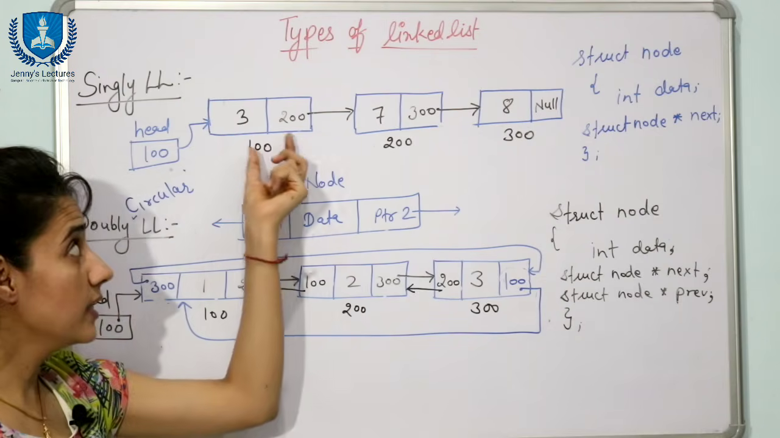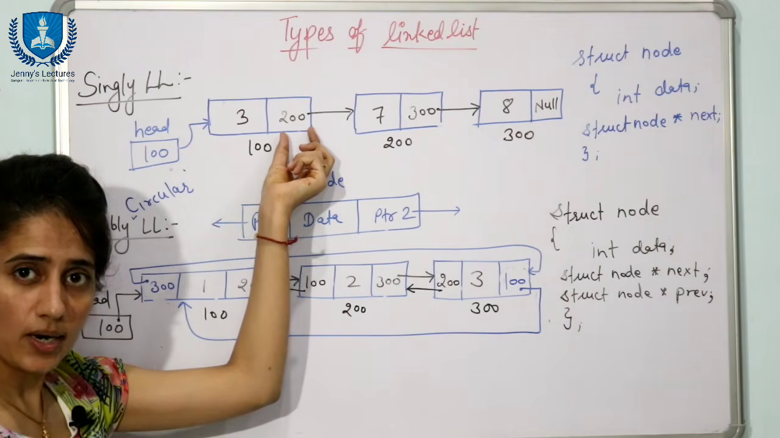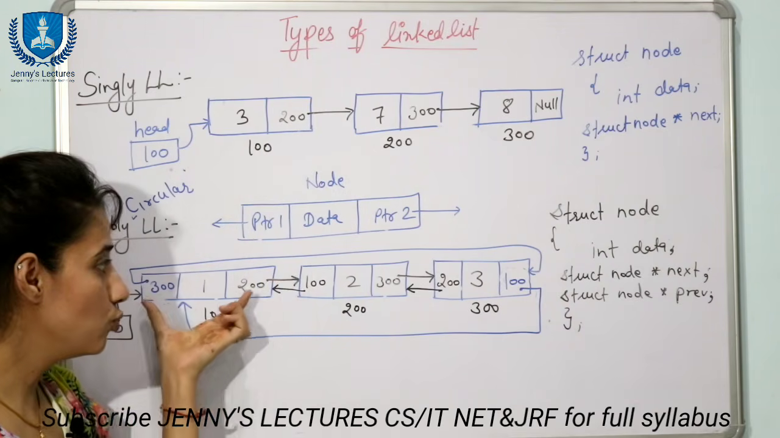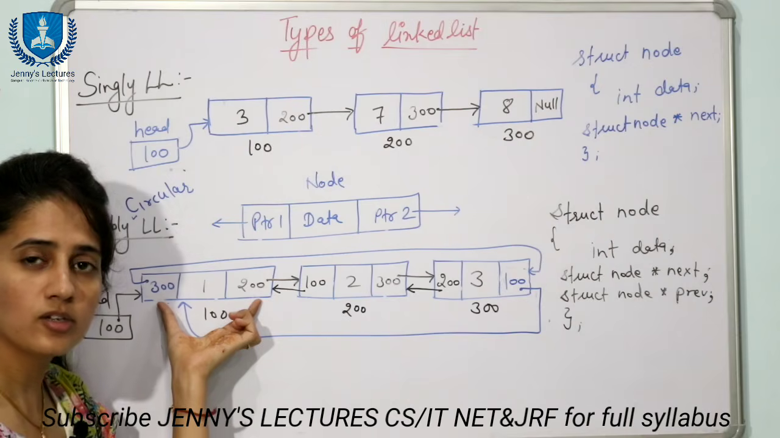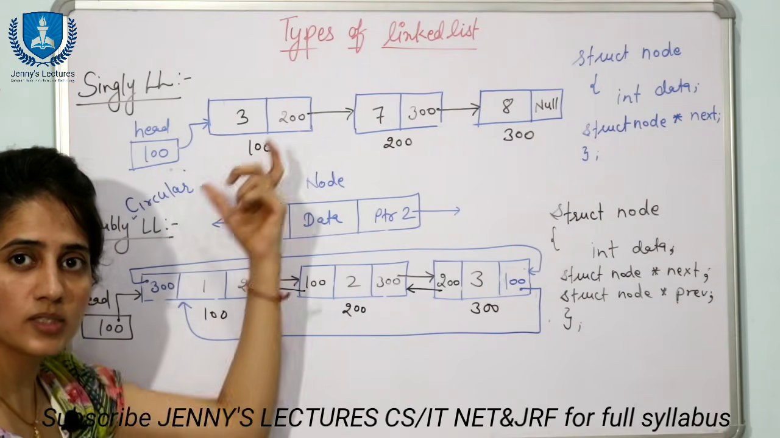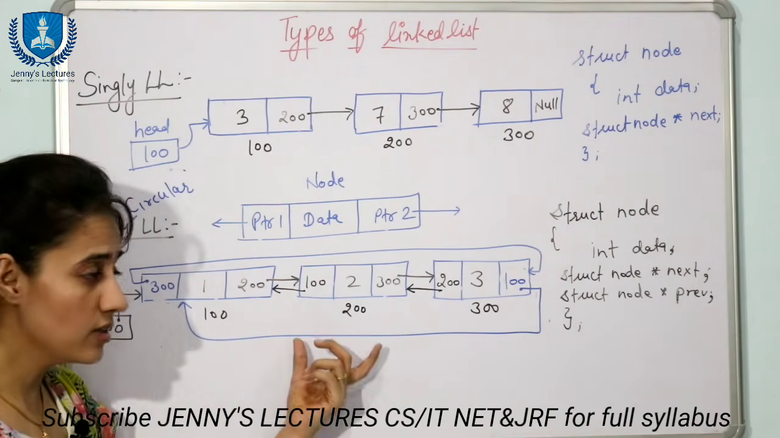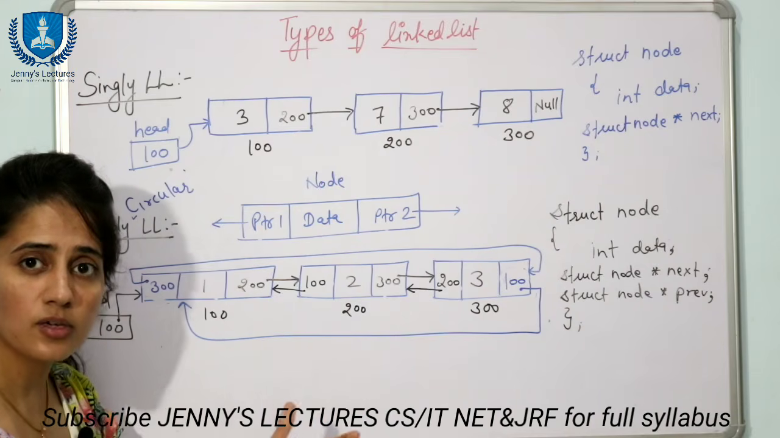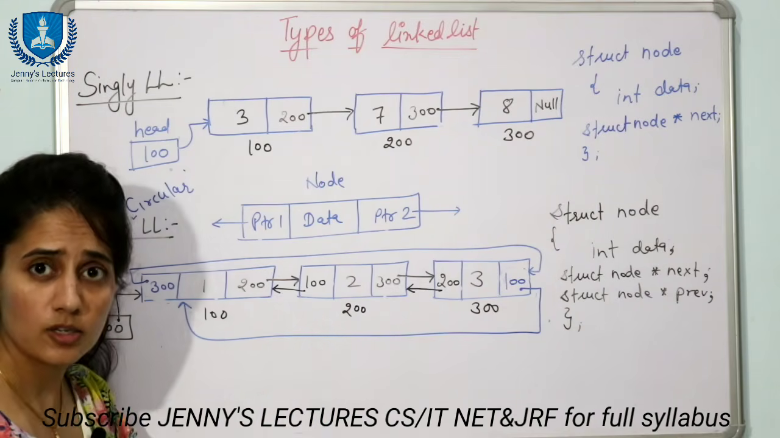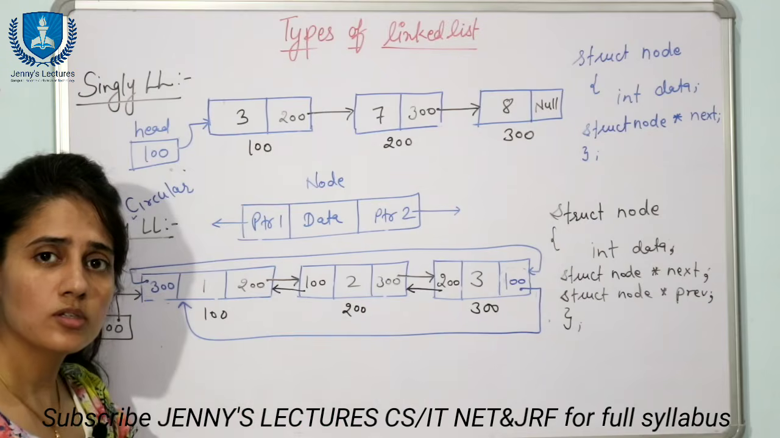A singly linked list contains only one address part, while a doubly linked list contains two address parts, that is why it is going to use more space than a singly linked list. But obviously a doubly linked list has some advantages over a singly linked list. That also we are going to discuss in the next video.